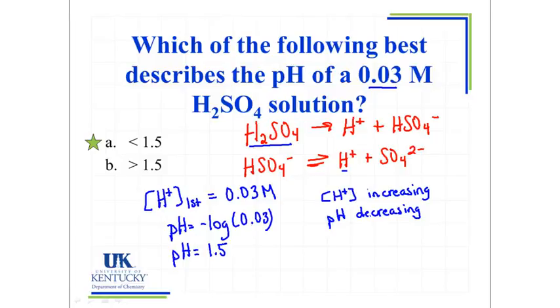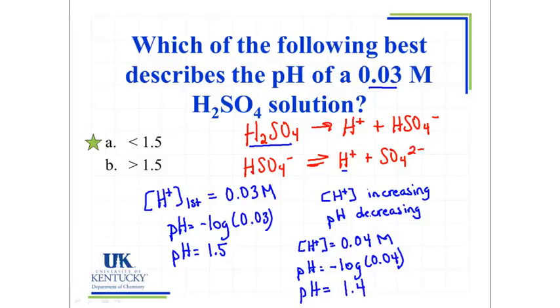If you're not sure about why that's the case, then go ahead and put in a different number that is greater than 0.03. For example, what if we said H plus was equal to 0.04? Then we could say that pH equals the negative log of 0.04, and what we find is that pH equals 1.4. So as we've increased our H plus concentration, we've decreased the pH of the solution.